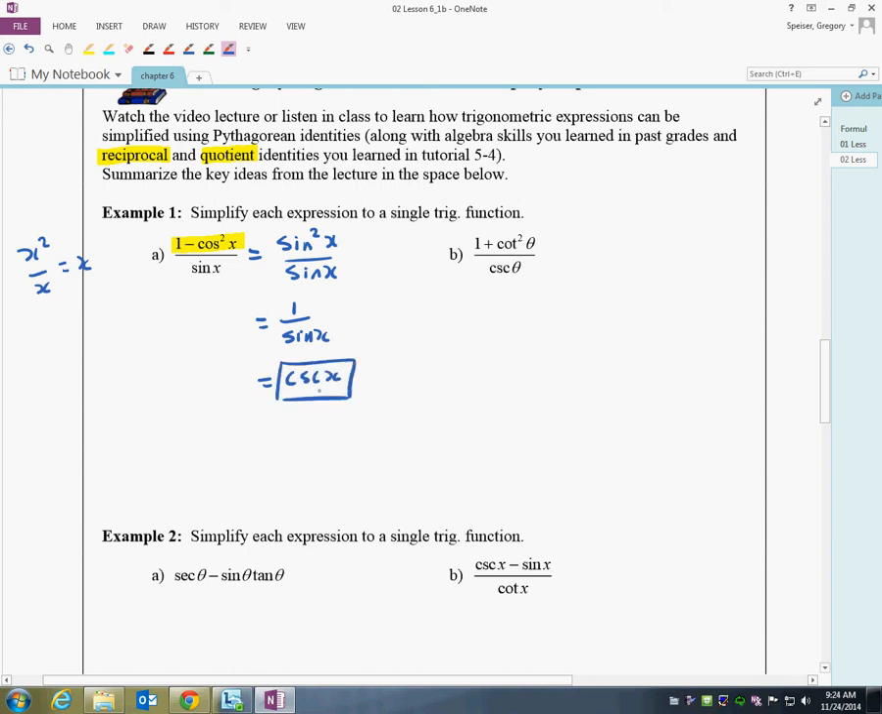So we want it down to a single expression, so a single function. All right, 1 plus cotan squared theta.